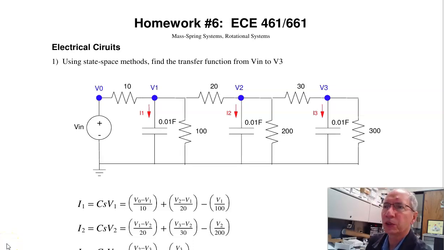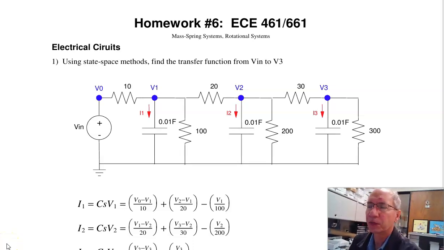Here are solutions to homework set number 6 for ECE 461-661 control systems. This homework set looks at finding transfer functions for circuits, mass spring systems, and rotational systems. The first problem is, here's a circuit, find the transfer function from V1 or Vn to V3.